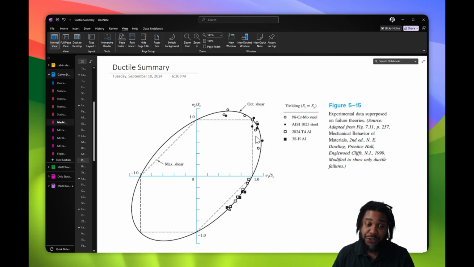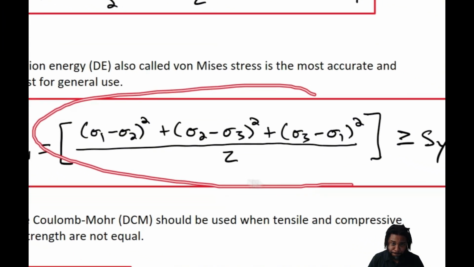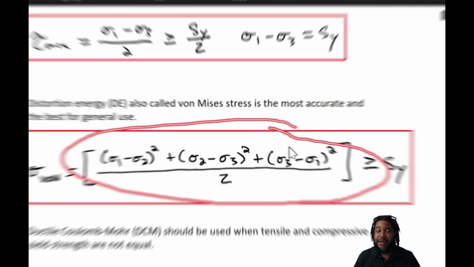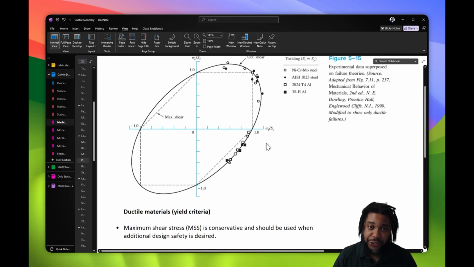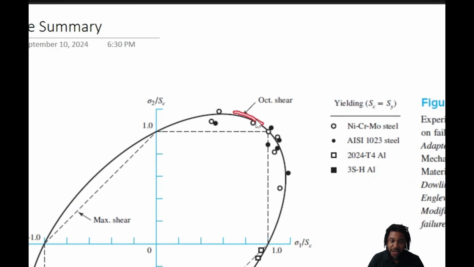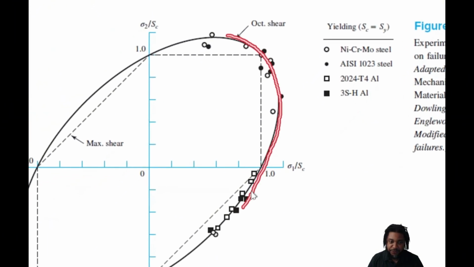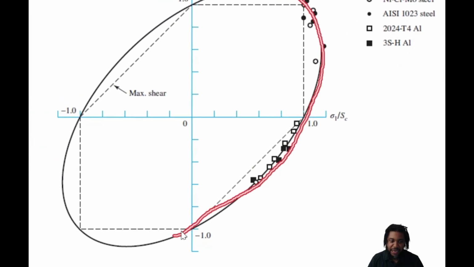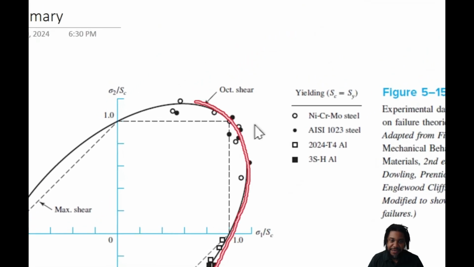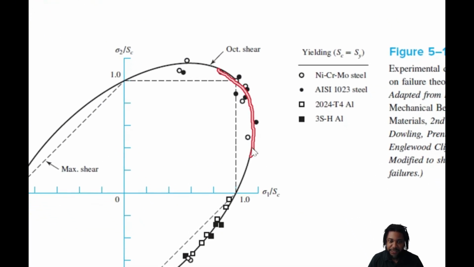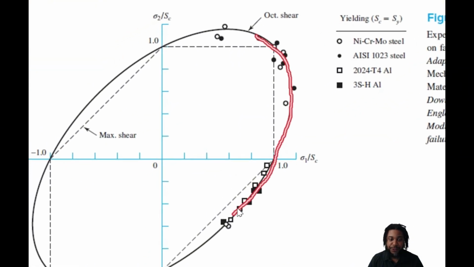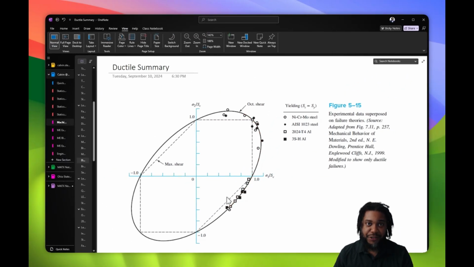The distortion energy theory, that equation, is the most accurate, and it's the best equation to use for general use. When we look at it, it is a non-linear failure surface, and a majority of the data lies within 50% of the predicted stress for failure. That means that this is the most accurate, that it has the most reliability to the actual data.